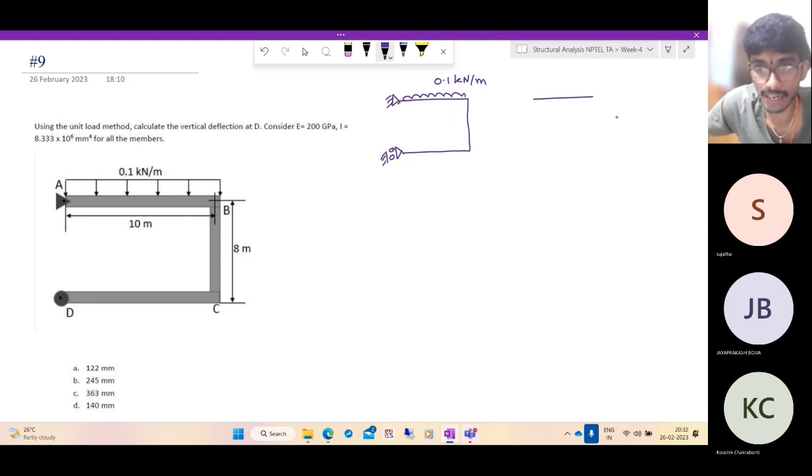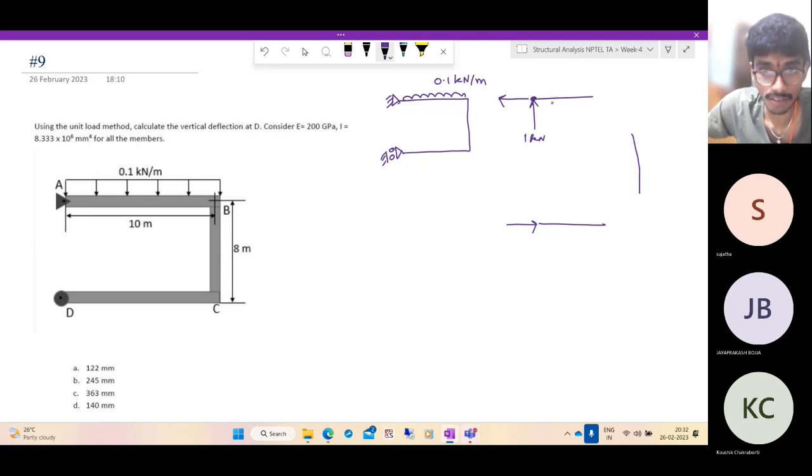So if you draw the free body diagram, at this point you'll have a vertical reaction of 0.1 into 10, which is 1 kilonewton. And will it have any moment? No, it doesn't have any moment. So it will be 0. And here also we don't have any moment, but it can have a vertical reaction. But since there is no horizontal force applied on the member, it should be equal and opposite to this. So what is the horizontal force that comes onto this?